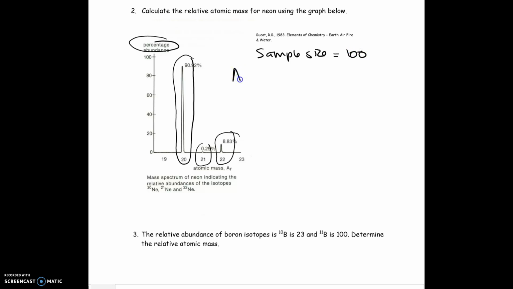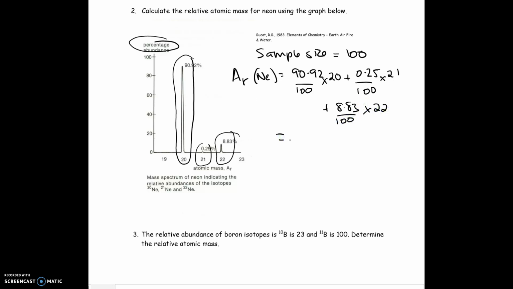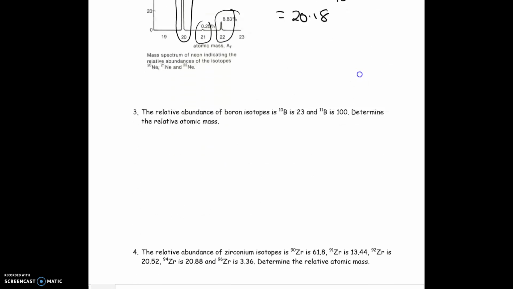So to calculate the relative atomic mass of neon, it would be equal to 90.92 over 100 times 20, add 0.25 over 100 times 21, add 8.83 divided by 100 times 22, and using our calculator to calculate the weighted average, it comes out to 20.18. Remembering there are no units because it's a comparison to carbon-12.